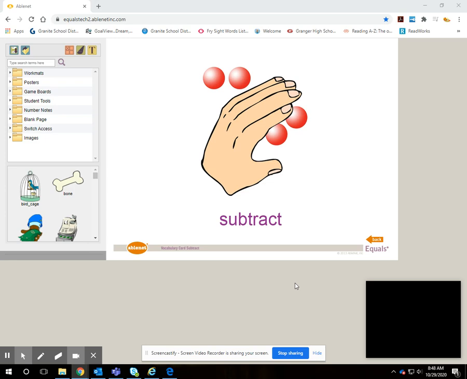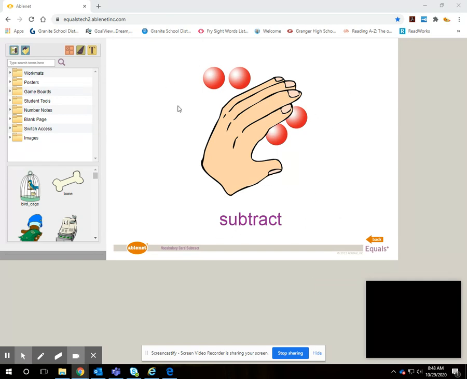Hi friends! Today for math, we are going to be learning how to subtract. And we're going to be subtracting equations. So yesterday we did addition, we added and found the answers to some equations. But today we are going to subtract using some equations. So I want you to look right here.